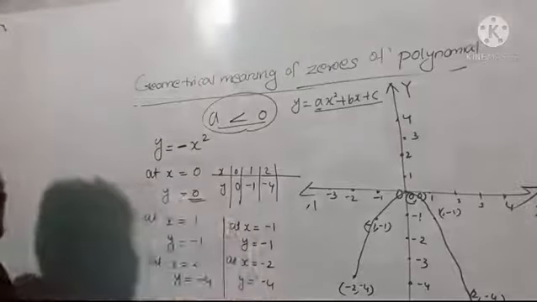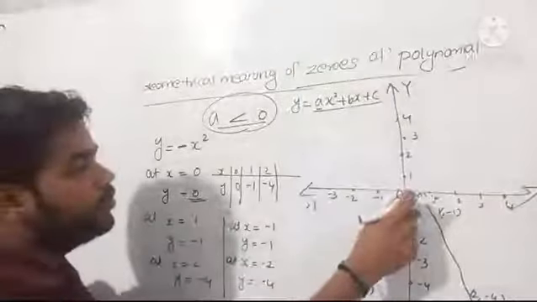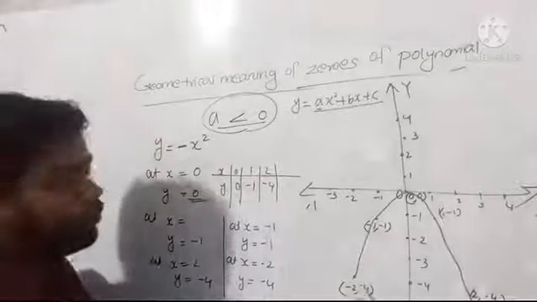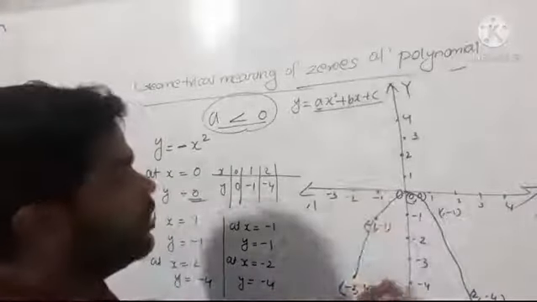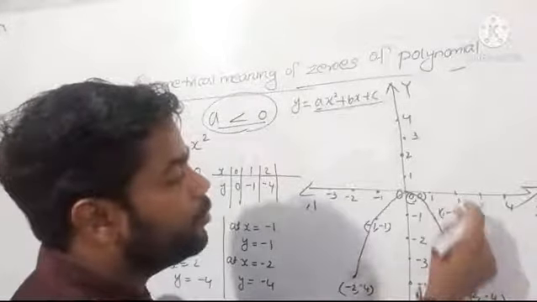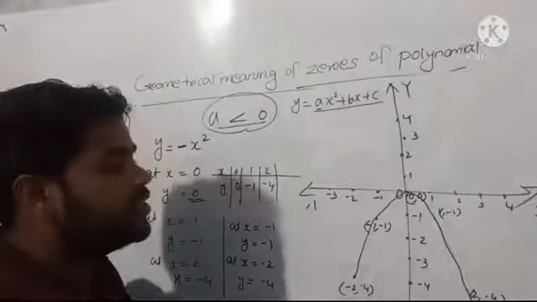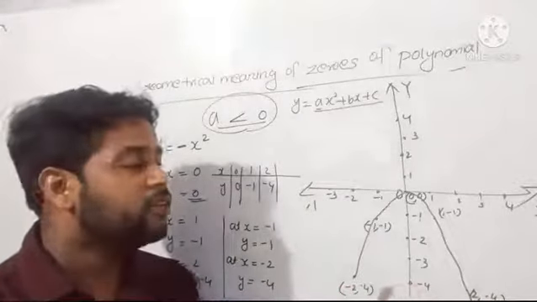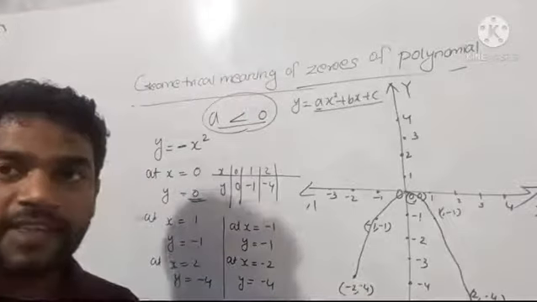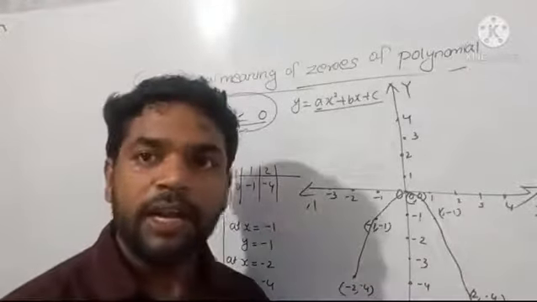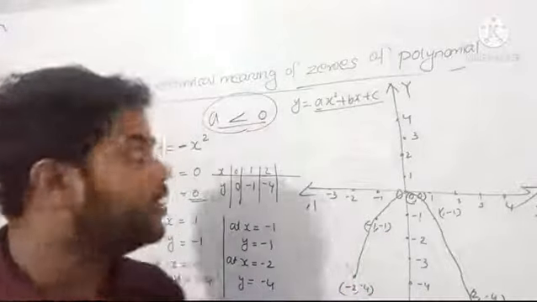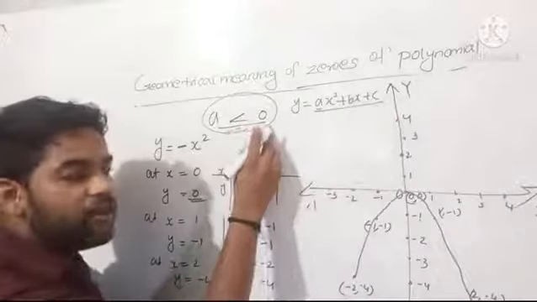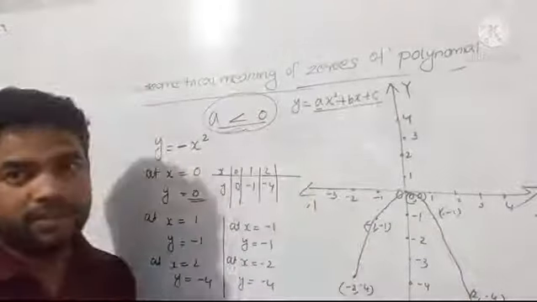Then by looking at this, we can plot the points (0, 0), that is the origin, then (-1, -1), then (-2, -4), then (1, -1), then (2, -4). After plotting and joining these points, you will get a U-shaped graph. So we get a parabola. We know the graph of a quadratic polynomial is a parabola. Here it becomes a parabola downwards. How does that happen? If a is less than 0 in y equal to ax square plus bx plus c, you will get a parabola downwards.